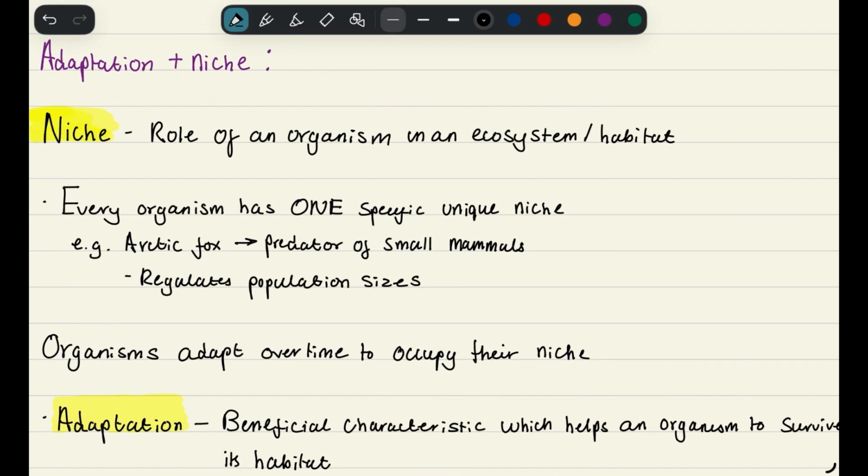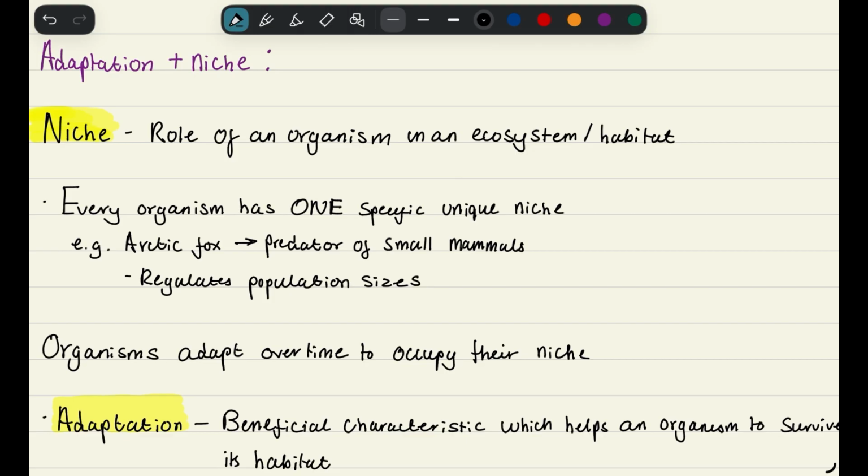So, definitions are so important whenever we talk about biodiversity. Niche is the role of an organism in an ecosystem or habitat. And what's really important to know is every organism has one very specific and unique niche. So we can't have organisms in the same habitat that have the same niche. We can't have one organism having multiple niches in the same habitat. So for example, an Arctic fox is a predator for small mammals, right?